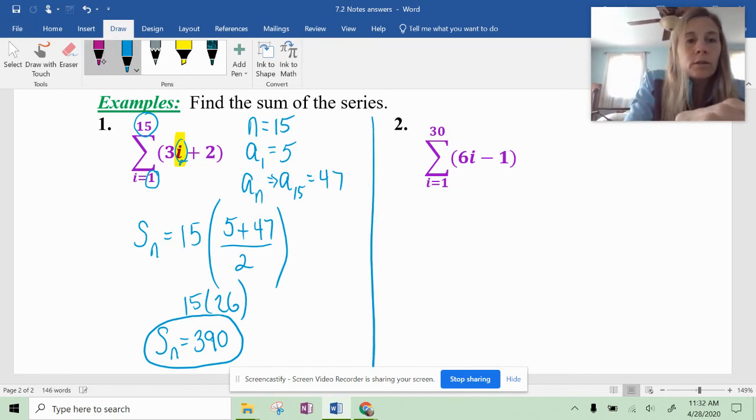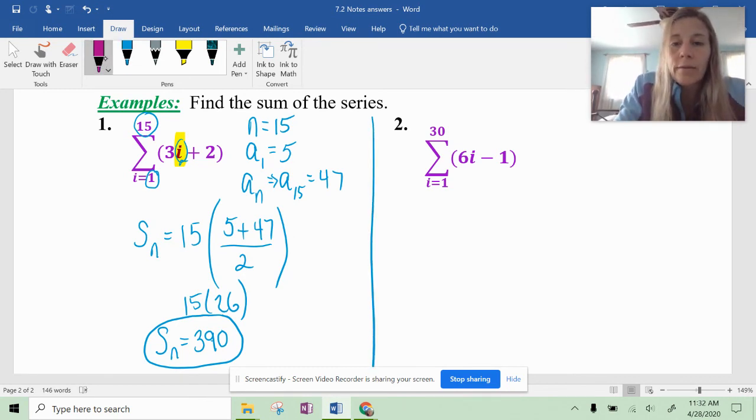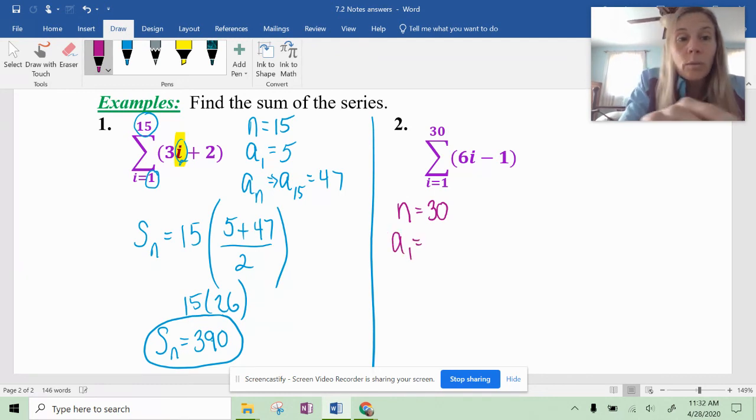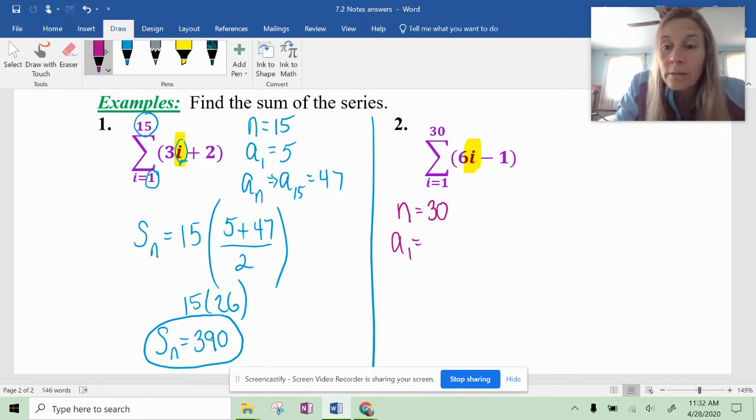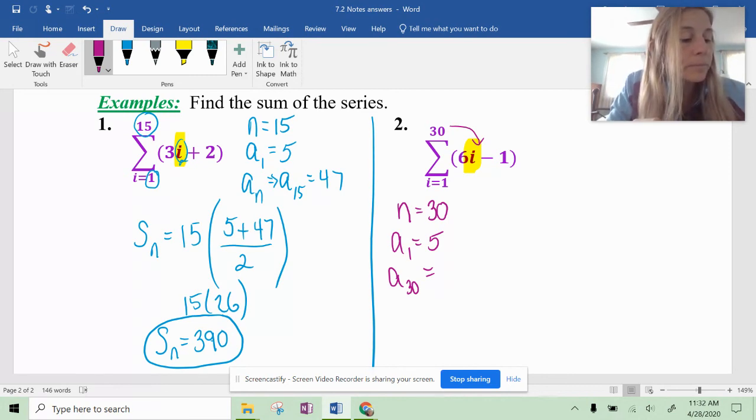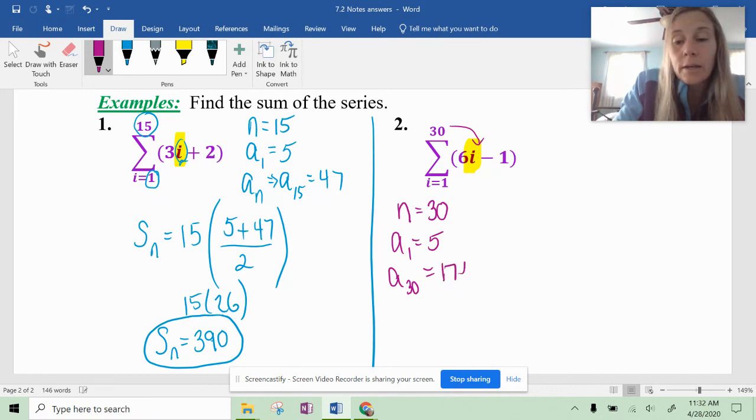All right, and then let's do our other one here. So again, we have our n value is going to be 30 because we're going from 1 to 30. So we want to add up the first 30 terms. The a sub 1 will be what we get when we substitute a 1 in here. So 6 times 1 minus 1 is 5. And then the a sub n in this case will be a sub 30. So what do we get when we substitute the 30 in there? 6 times 30 minus 1 is 179.